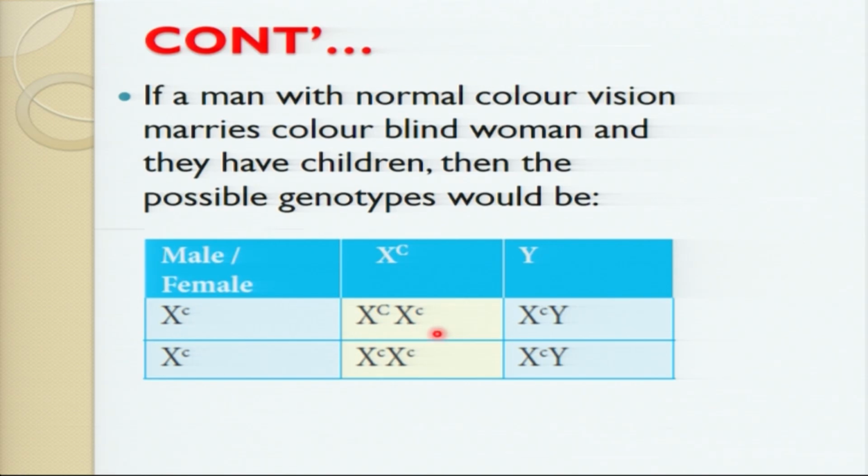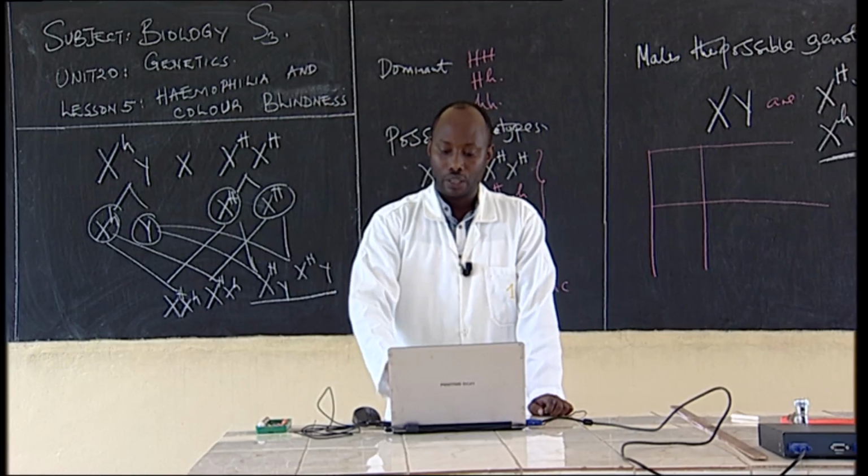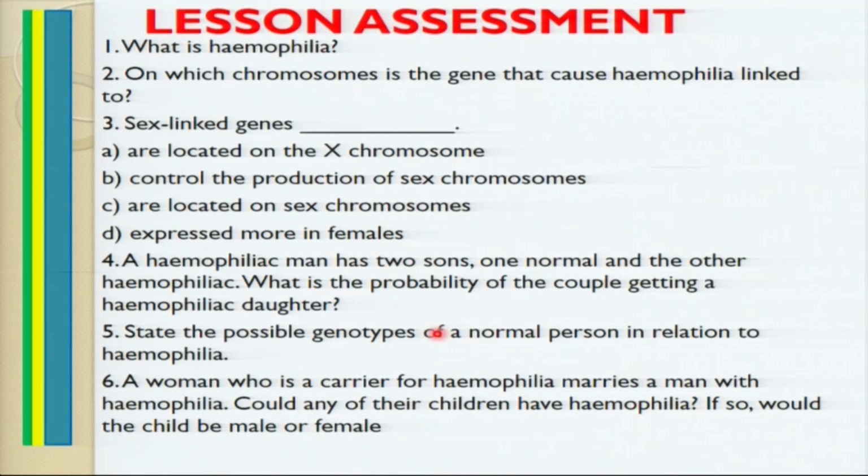So student, we are coming to the end of the lesson, but I can't leave you without testing your understanding. So I'm going to leave you with a lesson assessment. There are almost 6 questions. What is haemophilia? On which chromosome are the genes that cause haemophilia linked? The last question is very good: a woman who is a carrier for haemophilia marries a man who is haemophilic. Could any of their children have haemophilia? If so, would the children be male or female?